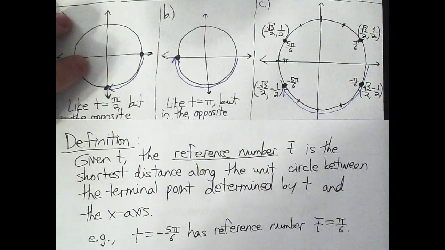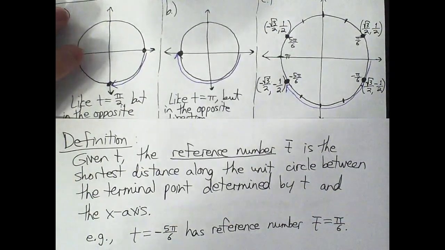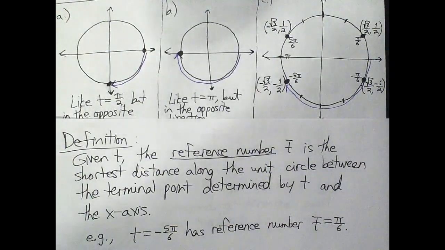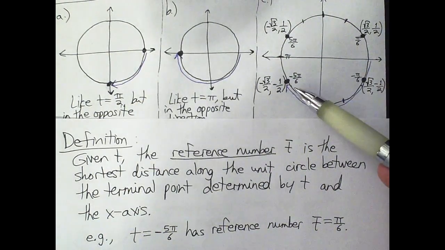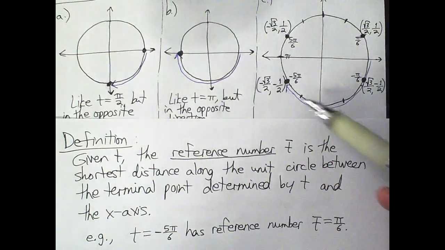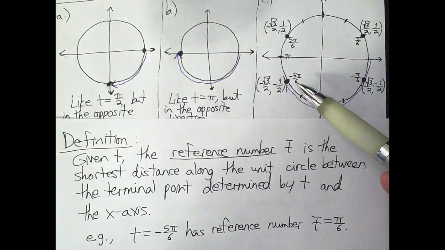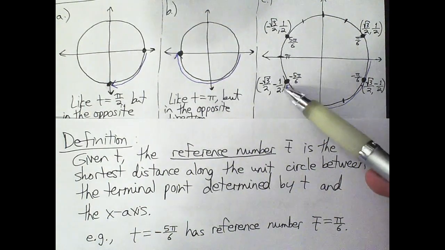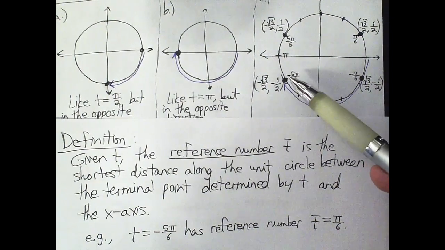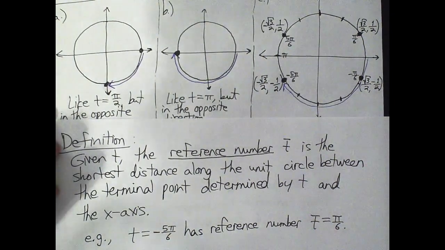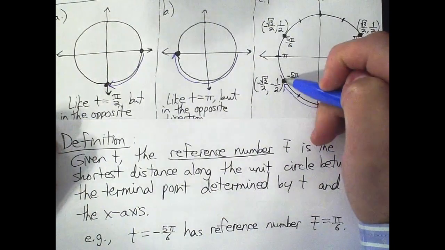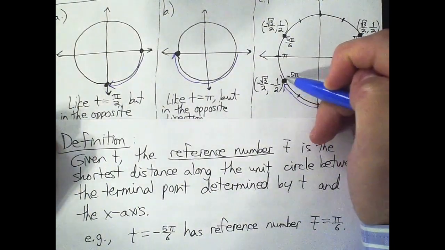So you can see the definition, and you can see the picture that we had for part C over here. We were interested in negative 5 pi over 6. That was the t-value we were interested in. So what's the reference number? The shortest distance along the unit circle between the terminal point determined by t and the x-axis. So here's the terminal point.